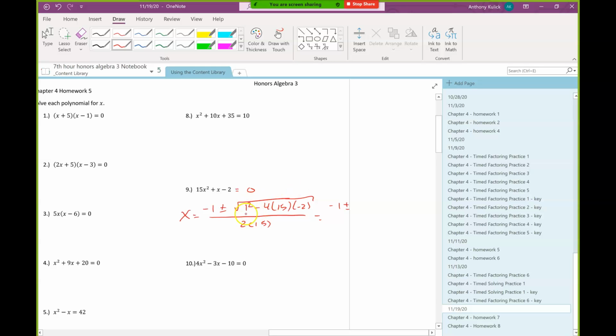All right, so let's see. I have 1 and then 1 plus 120, so that's the square root of 121, which is just 11.